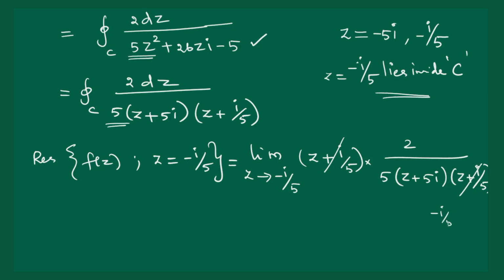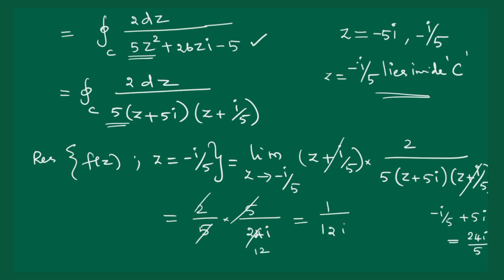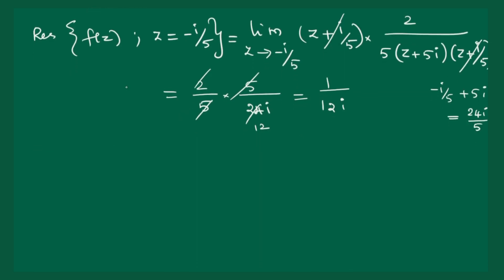So minus i by 5 plus 5i is simplified as 25i minus i, that is 24i by 5. So this is equal to 2 by 5, which is already here, and 1 divided by 24i by 5 can be written as 5 by 24i. Clear? So we can simplify this and we will get it as 1 by 12i. Now what happened here is, this is the residue, right?